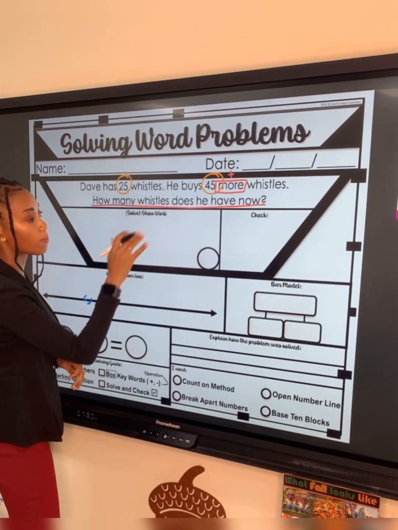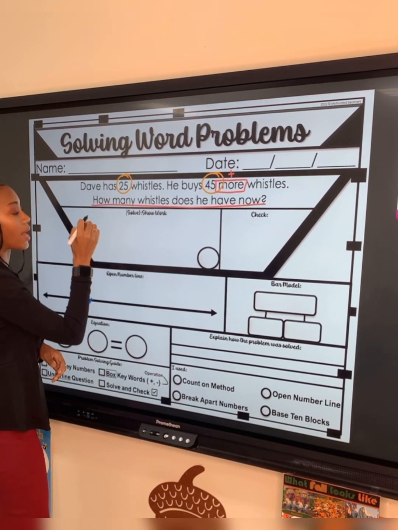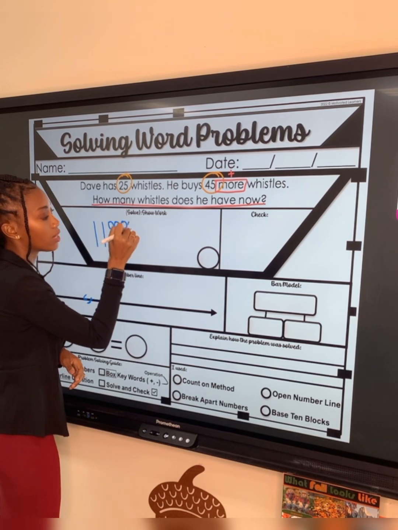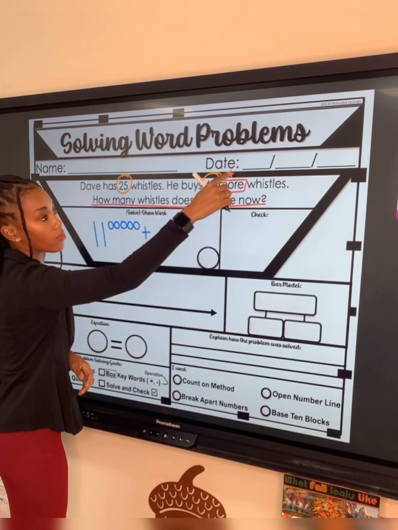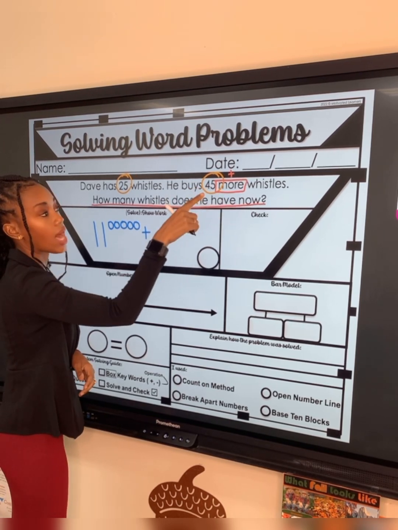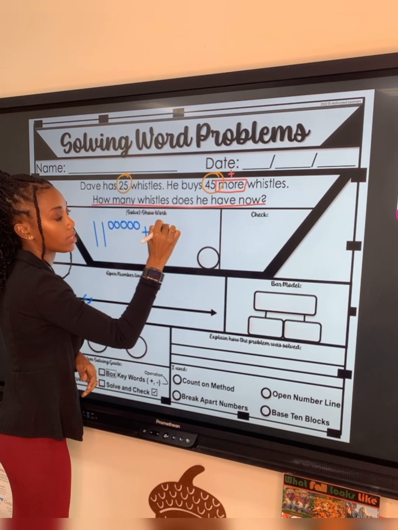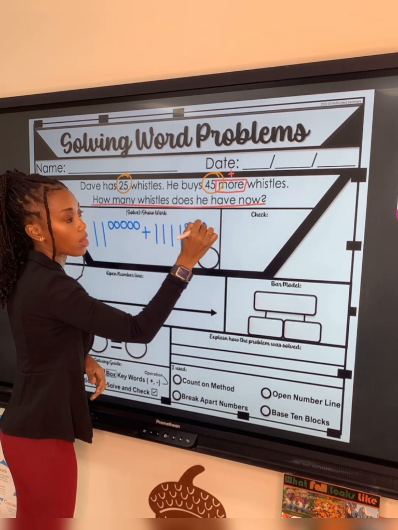So first I'll show my work and I'll start with my base 10 blocks. I'll start with the number 25. That's 10, 20, 1, 2, 3, 4, 5. I will then add that because our operation, remember, is addition. I will add that to the 45. That's 10, 20, 30, 40, 1, 2, 3, 4, 5.